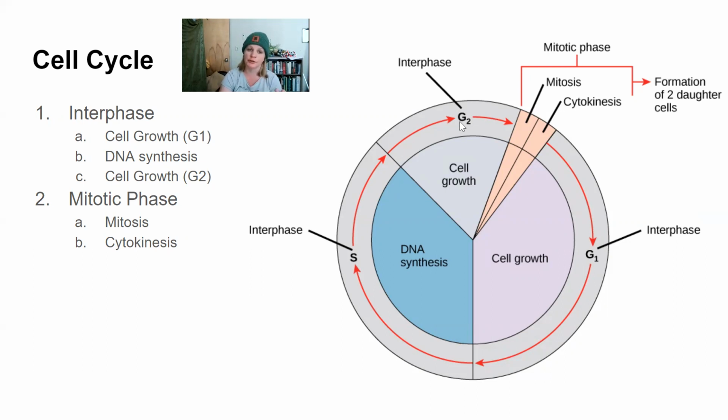We call it G2 because we're lazy. This is our G2, our second growth phase, where we're acquiring energy before we go through this highly energy intensive period of mitosis. Mitosis is split into two phases: mitosis proper and this other thing called cytokinesis that's happening at the same time. We'll talk about that.